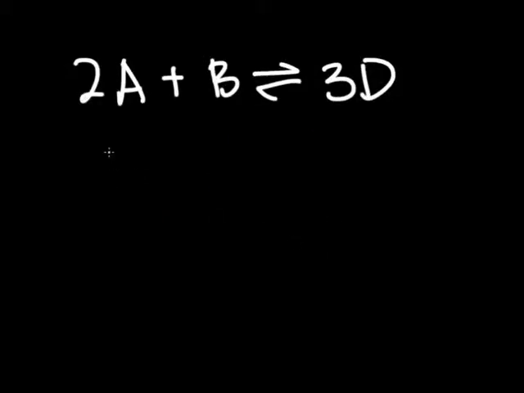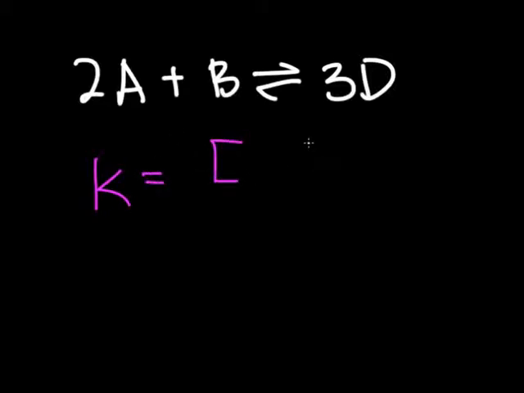Now let's look at a different example. In this case, we have 2 of A plus 1 of B makes 3 of D. Equilibrium constants take into account the coefficients in front of the balanced equations of the reaction, and it takes it into account in this manner.